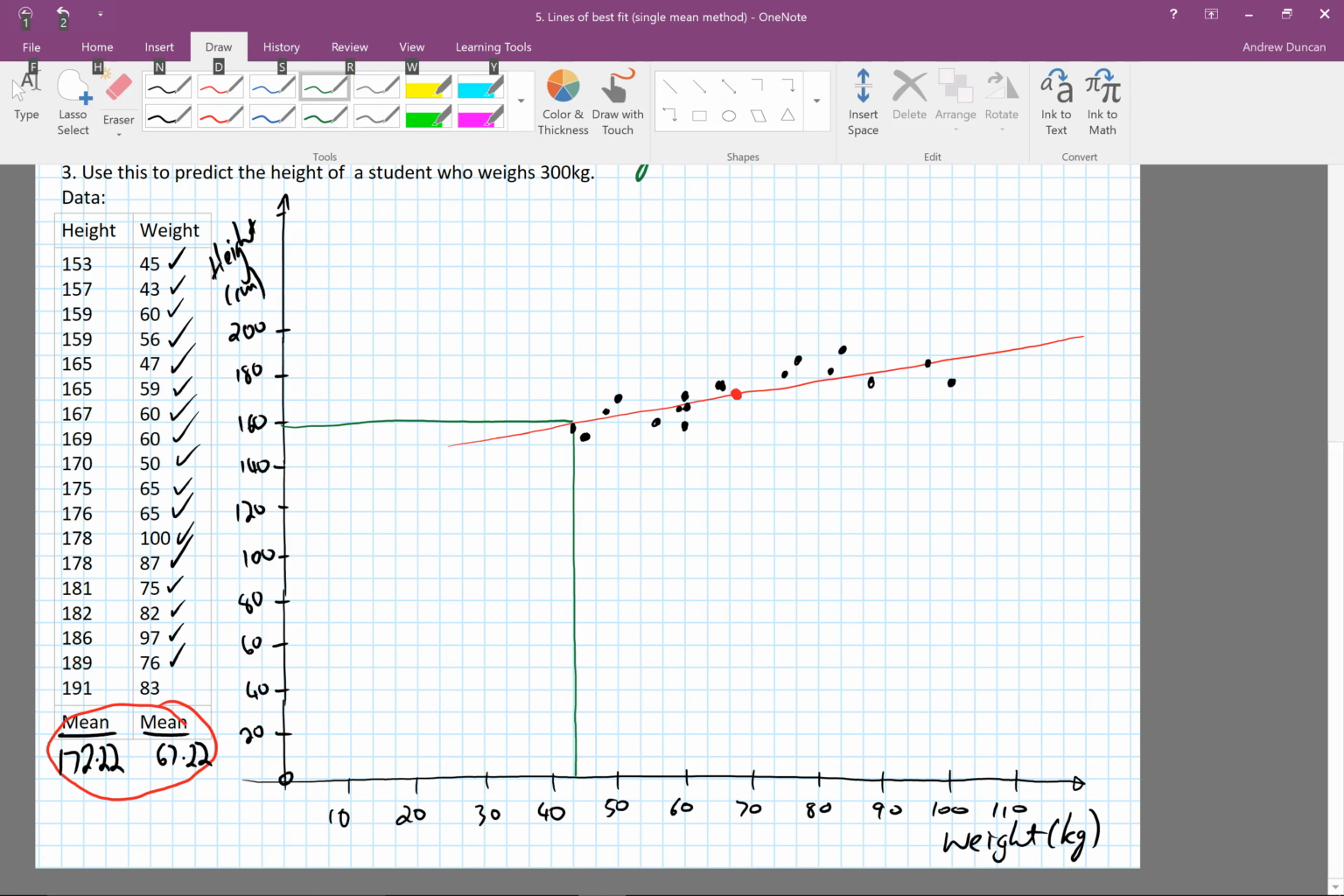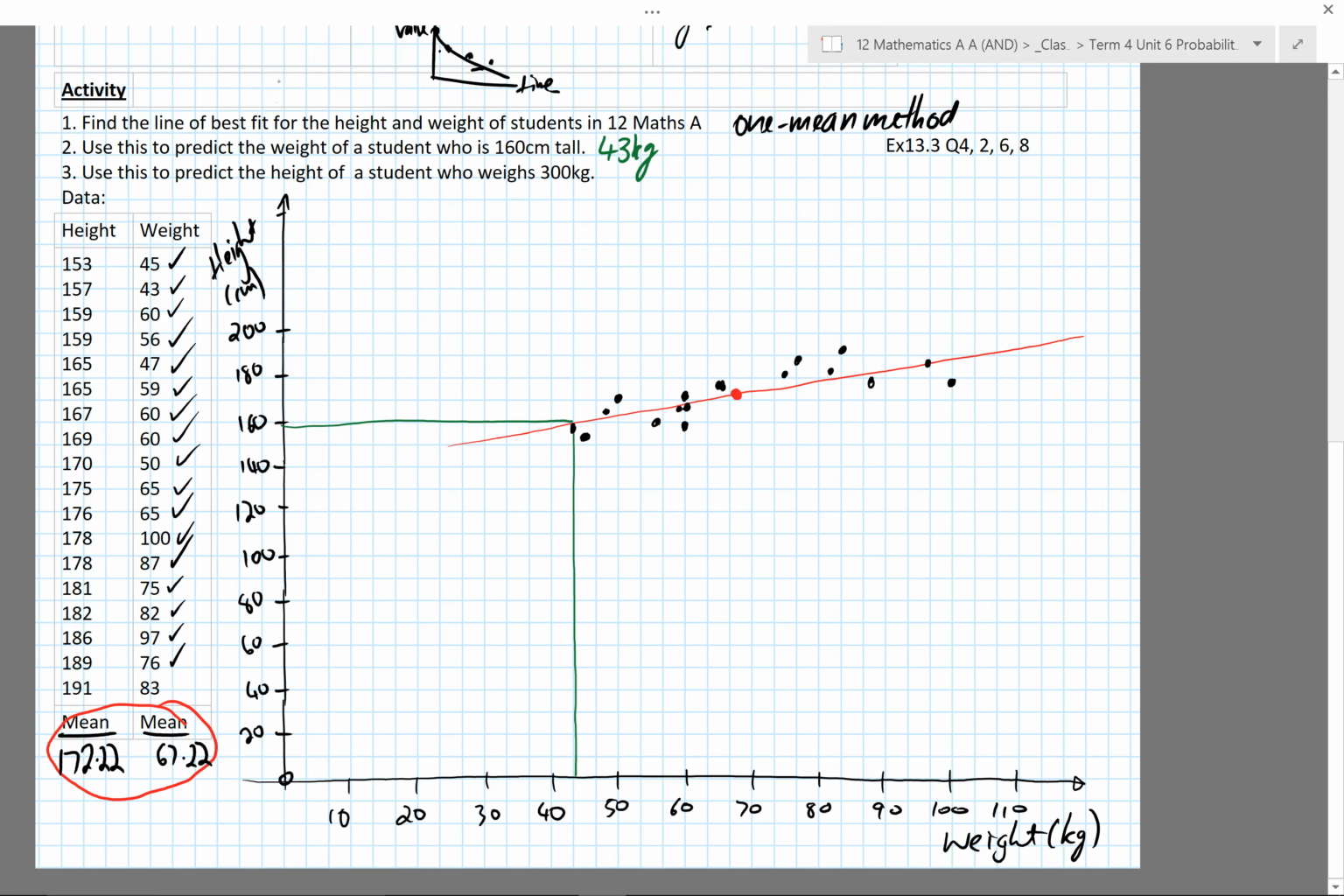And the final question: use this to predict the height of a student who weighs 300 kilograms. Well, to find that, I would have to extend this graph out to where 300 is, and then read off wherever it is. I didn't draw my scale big enough to do that, and in the next lesson, we're going to look at how we can find the equation of this line, so that we can then substitute in any value, like 300 kilos, to find how tall they would be. So for this one, I need to draw a bigger graph. I probably should have looked at the question before I drew my graph.